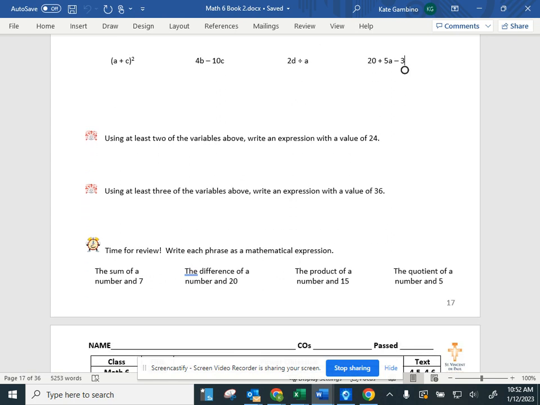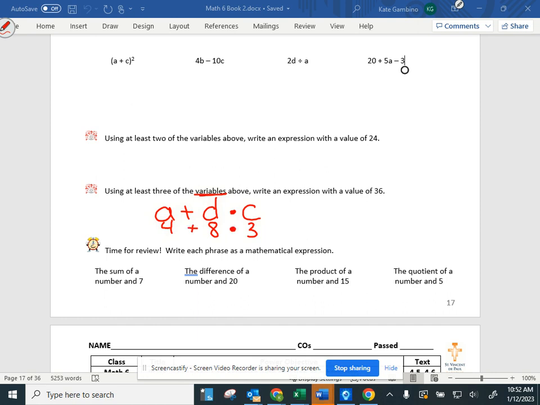James? Well, I have one for 36. Okay, tell me that one. Is it three variables? Yeah. Okay. A plus D times C. Let's see if that works. What is A? 4. What is D? 8. And what is C? 3.